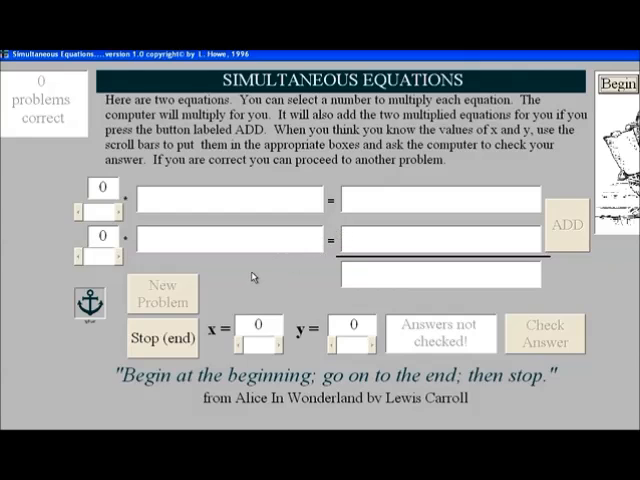if you follow along. I'm going to push begin up here, and what will happen is we'll get two independent equations that are consistent, and we're going to try to find the one x and one y that will make both of these equations true. And this method is called elimination or addition method.